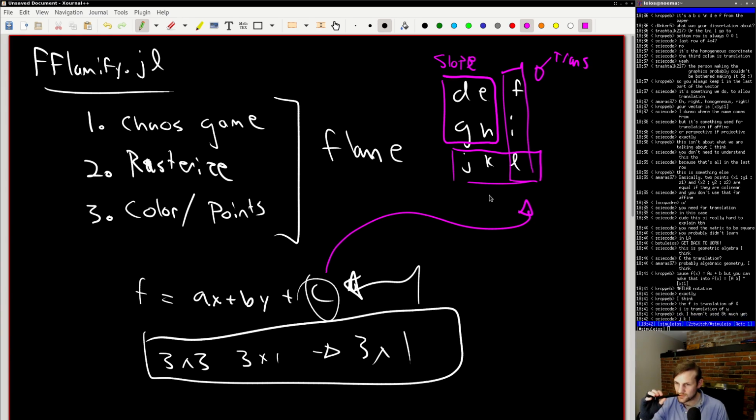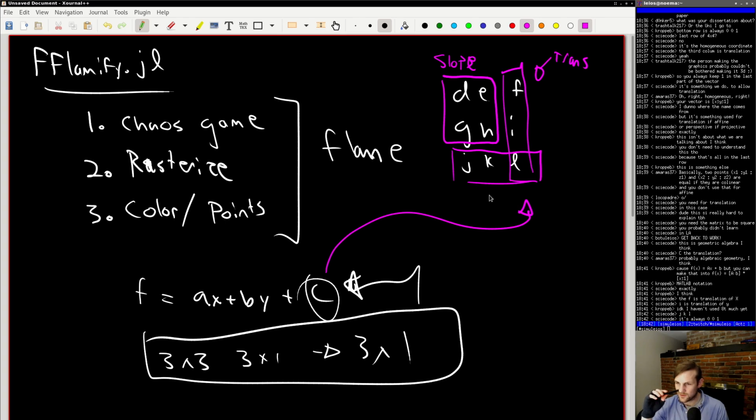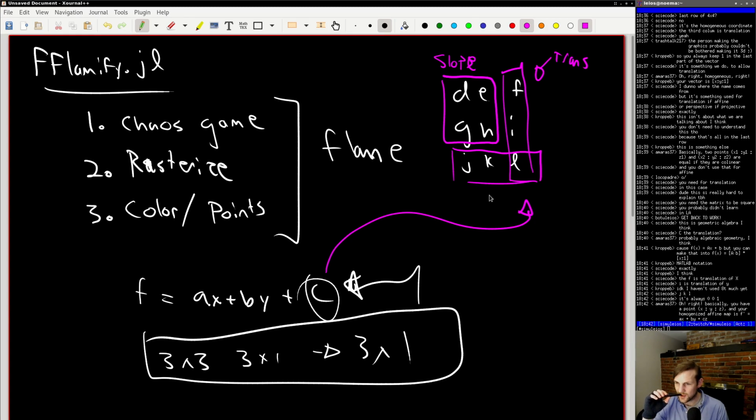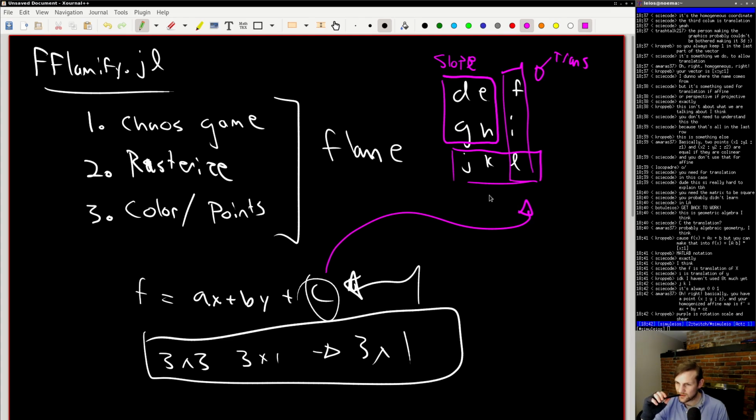Probably algebraic geometry, because f of x is equal to ax plus b, but you can make it into f of x is equal to [a b; 0 1] times [x; 1], MATLAB notation. I don't know MATLAB notation. Let's see. If the f is translation of x, I don't know. I haven't used it much yet. J, K, L. It's always 0, 0, 1. All right. Basically, you have a point x, y, z, and your homogenized affine map f prime is ax plus by plus cz. Purple is rotation, scale, and shear.